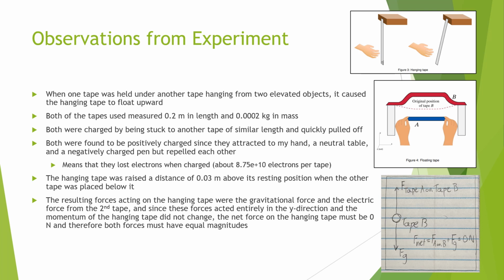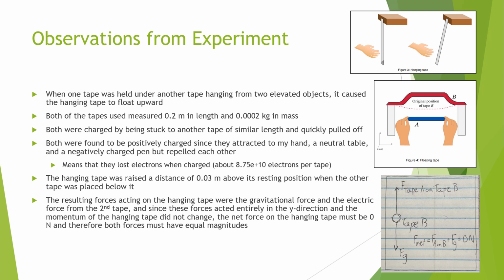Both the tapes used measured 0.2 meters in length and 0.0002 kilograms in mass, as mentioned before in the initial conditions. Both were charged by being stuck to another tape of similar length and quickly pulled off. Both were found to be positively charged since they attracted to my hand, a neutral table, and a negatively charged pen, but they repelled each other. This means that they lost electrons when they were charged, and that equates to about 8.75 times 10 to the 10th electrons lost per tape.